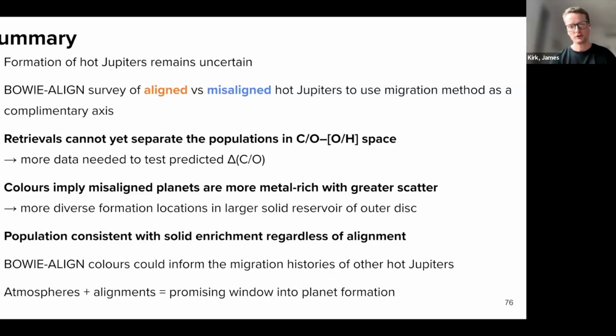Jupiters. But ultimately, we think that Bowie-aligned has demonstrated that combining atmospheres with alignments offers a promising new window into learning about the link between formation and atmospheric composition.